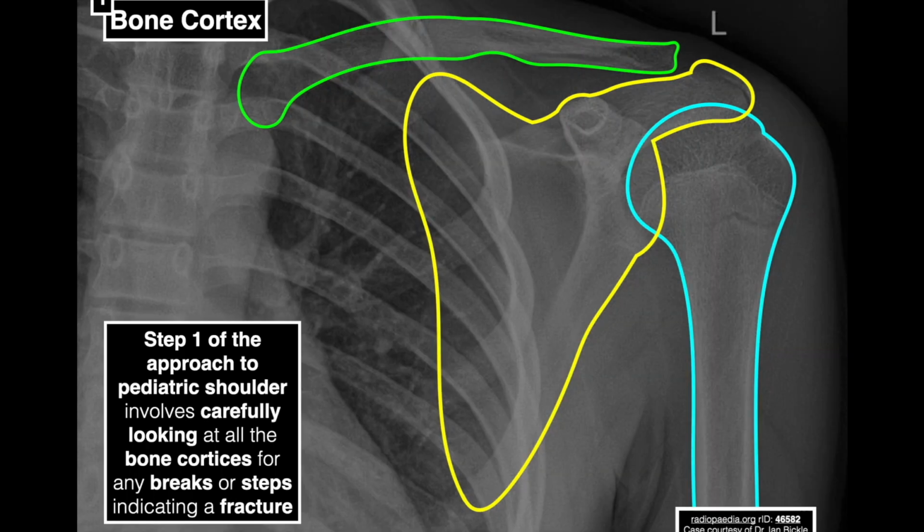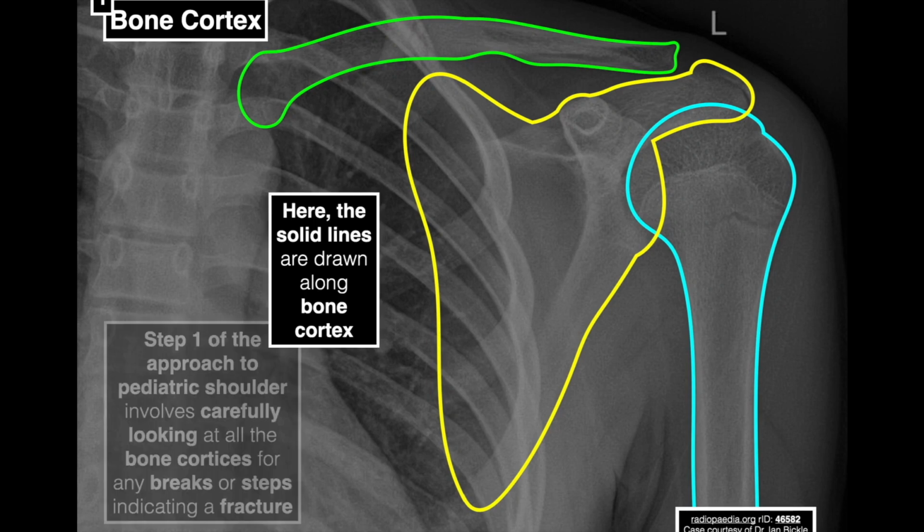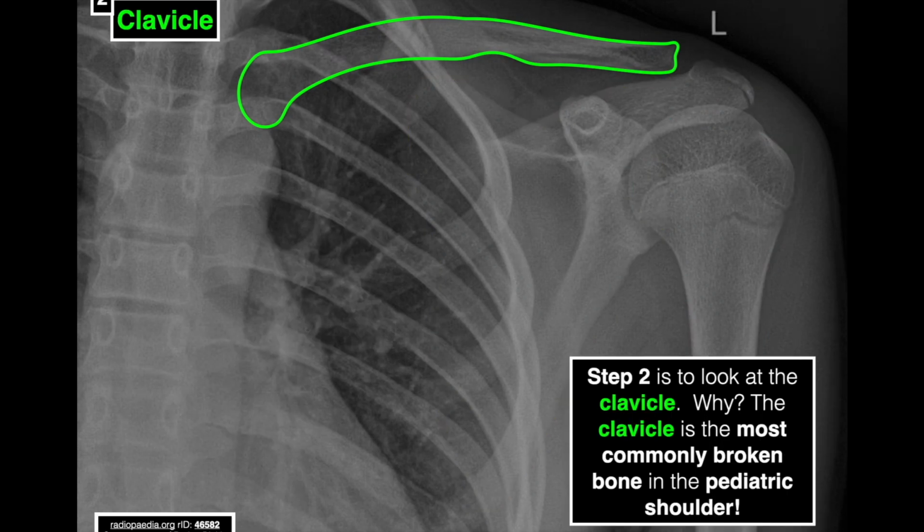So, step 1 of our approach to pediatric shoulder radiographs involves carefully looking at all the bone cortices for any breaks or steps indicating a fracture. So here I've drawn solid lines along the cortex, and this is where we would be looking for those steps or breaks. Step 2 of our approach is to focus on the clavicle, and the reason for this is because the clavicle is the most commonly broken bone in the pediatric shoulder.